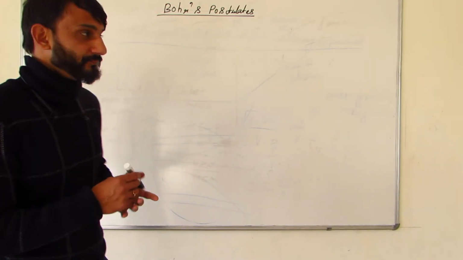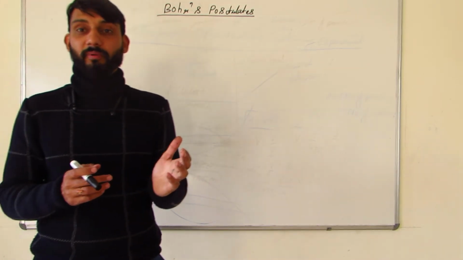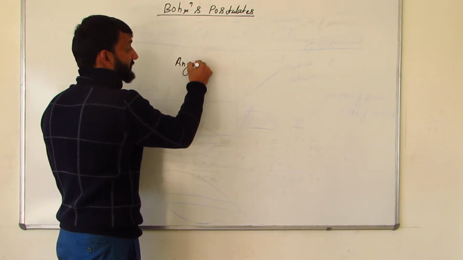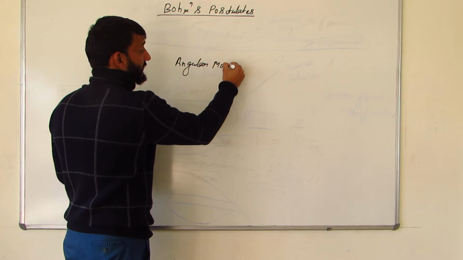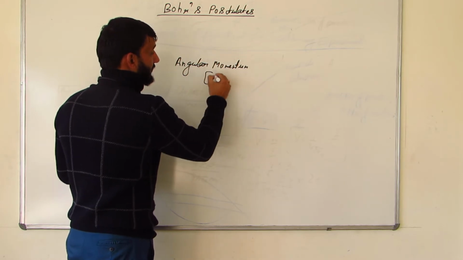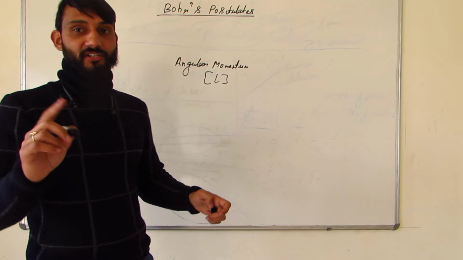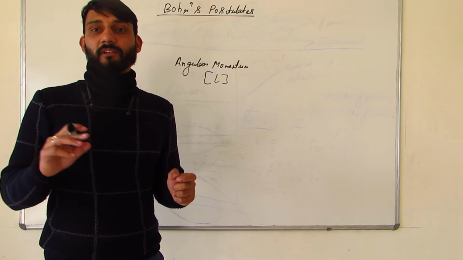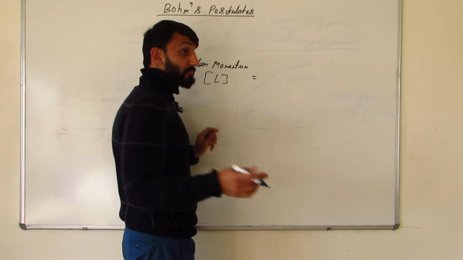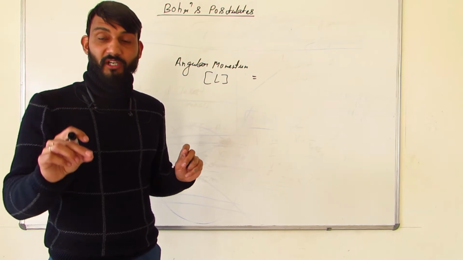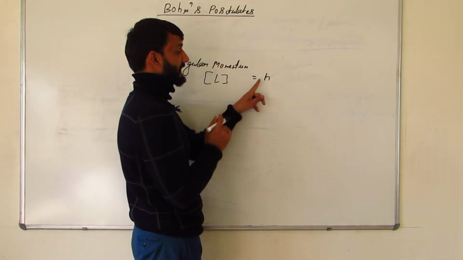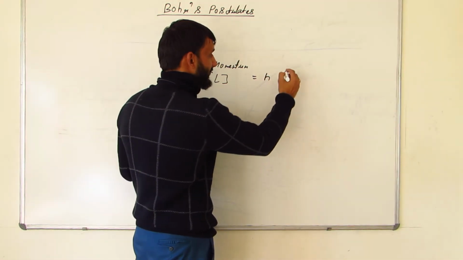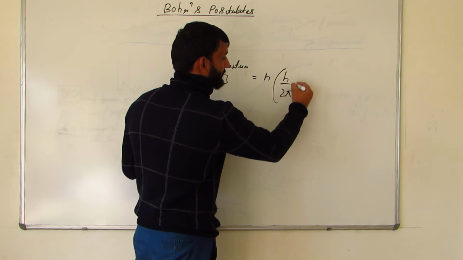And while revolving, when the electron revolves in any orbit, then its angular momentum, the angular momentum of the electron, L is the representation for angular momentum. The angular momentum of the electron while revolving around the nucleus in a particular orbit is an integral multiple of a constant, and that constant is h upon 2 pi.